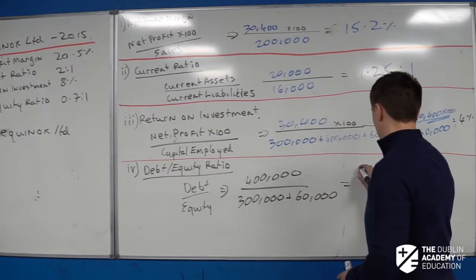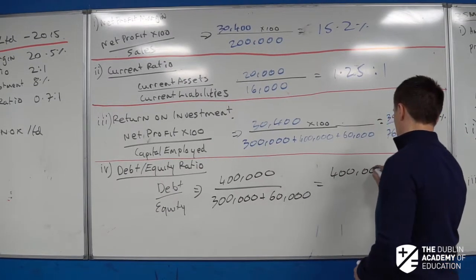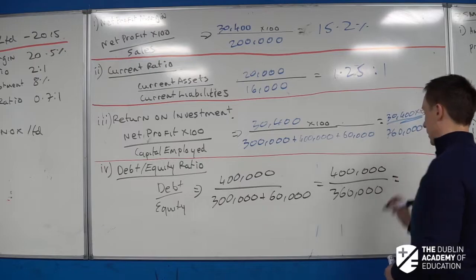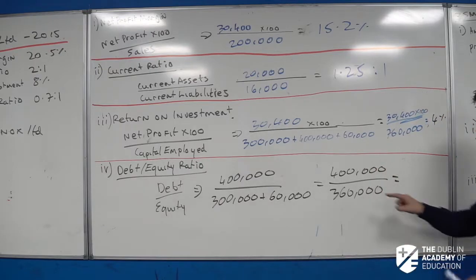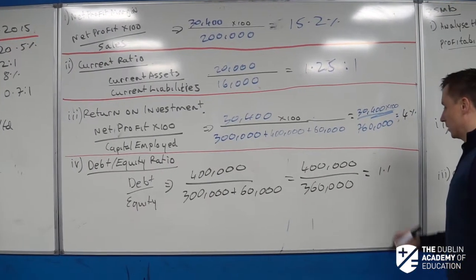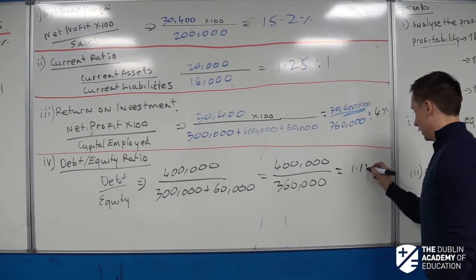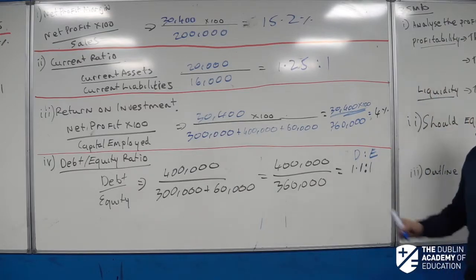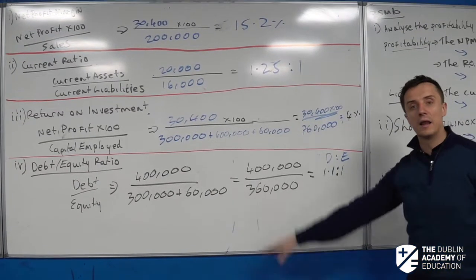Okay, we'll jump over here to the next one, we'll add them up together, 400,000 over 360,000. So you guys using your calculator there, 400,000, divide that by 360,000, the answer that comes up there is 1.1, and you put that to the ratio of 1. What that's going to show us there is our debt compared to our equity. Okay, that's the calculations done.